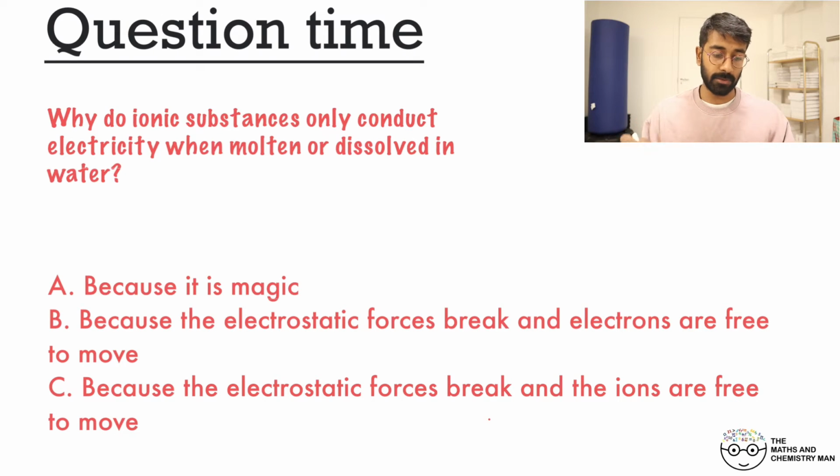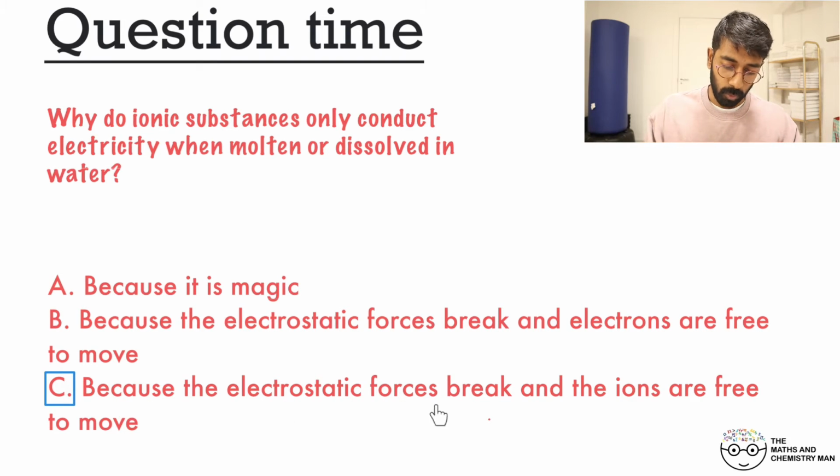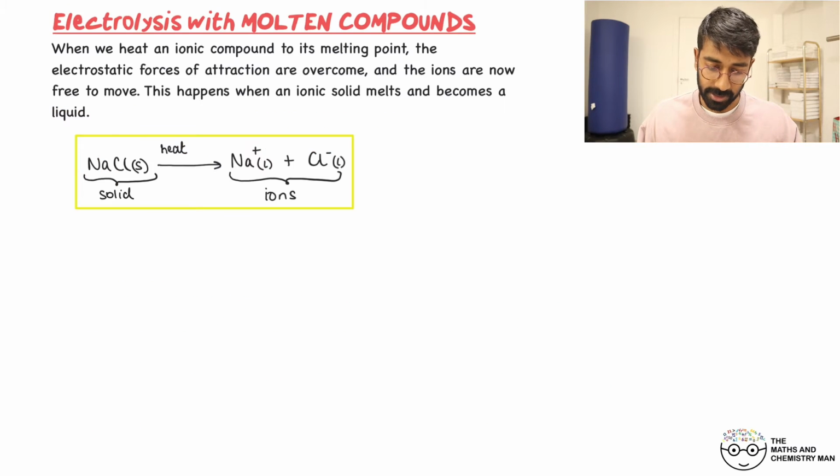Awesome. Another question: why do ionic substances only conduct electricity when molten or dissolved in water? Have a look through your options there real quickly. I think we can safely say it's going to be C, because those electrostatic forces break and the ions are free to move. Do not be confused: it's not the electrons that are free to move. Electrons are free to move only in metals and things that have delocalized electrons, but those are not ionic substances. We are talking about electrostatic forces breaking and ions being free to move. That's why they conduct electricity.